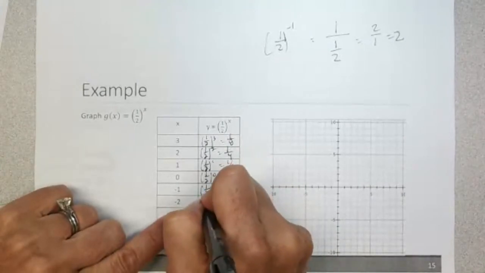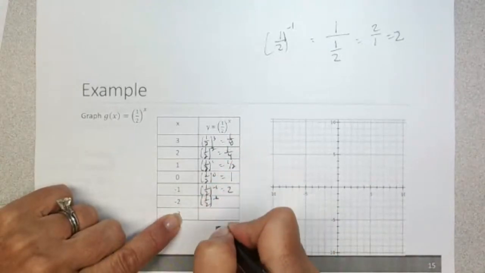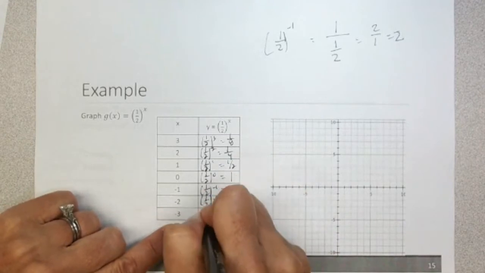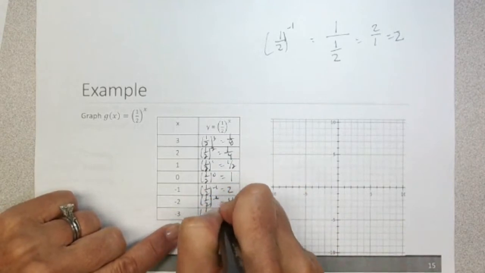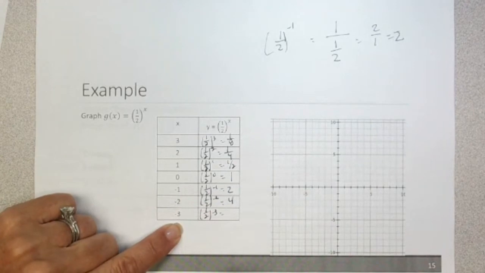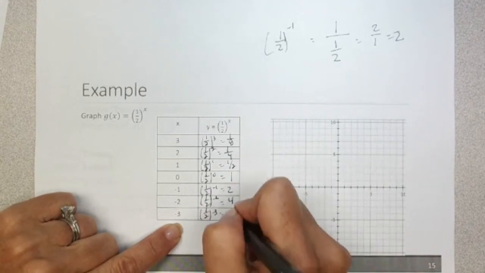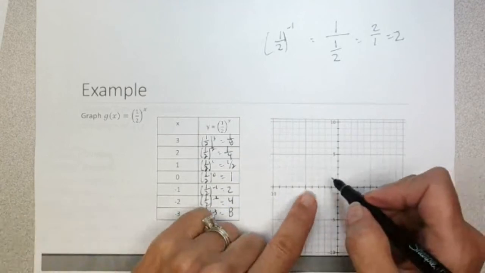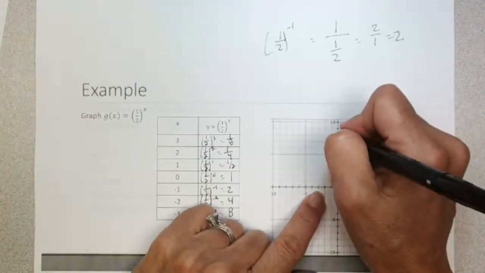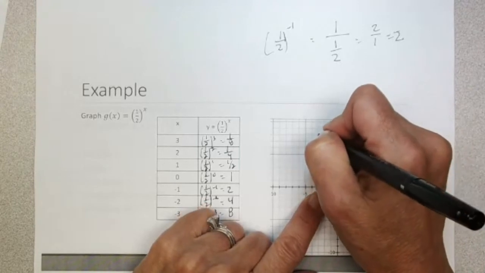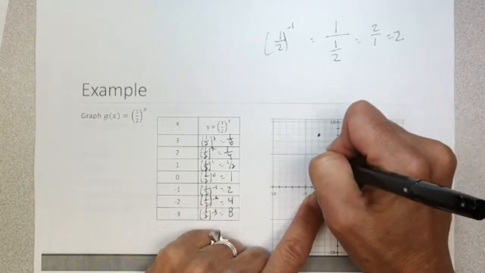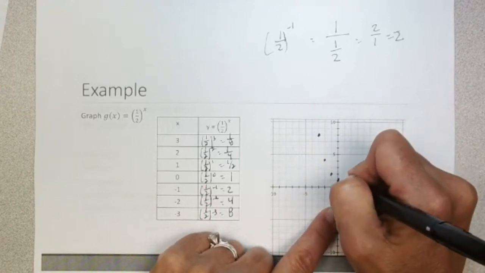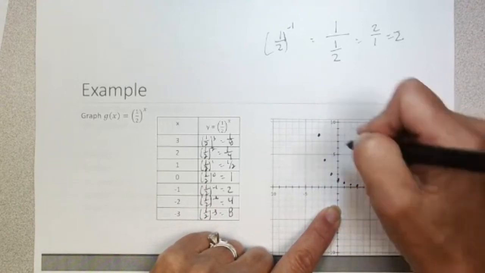So then 1/2 to the negative second power, that's going to be 1 over 1/4, or 4. And 1/2 to the negative third power, that'd be 1 over 2 cubed, or 1 over 1/8, or 8. Right? Let's plot those points real quick. When x is negative 3, y is 8. That's right there. Then there's 4, 2, 1. Then we got 1/2, 1/4, 1/8, and so on.